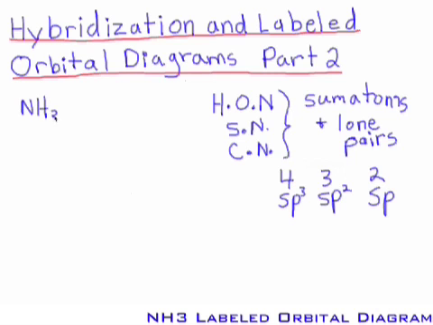Now, this automatically becomes a trick question. If you're asked to draw a labeled orbital diagram for a molecule like NH3, the first thing you must always do is check the Lewis structure. Why? Because when someone writes down a molecular formula for you to produce a labeled orbital diagram, they may or may not be showing the lone pairs. And the only way you can figure out the lone pairs is by actually doing the Lewis structure. Remember, to do a Lewis structure, you must calculate the total number of valence electrons.